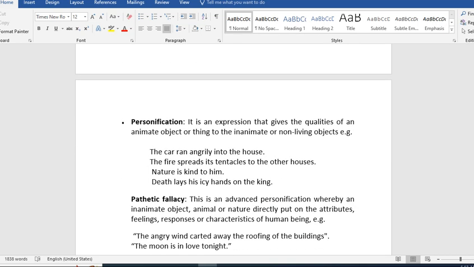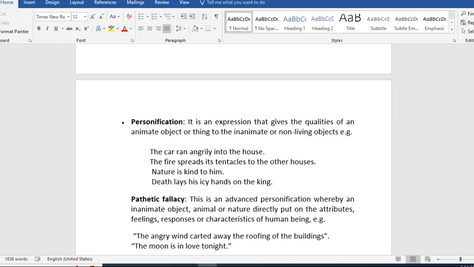We also have personification. It is an expression that gives the qualities of an animate object or thing to the inanimate or non-living object. We have examples here. The car ran angrily into the house. Angrily is for a human being that can be angry, so we have given that attribute to the car. The fire spread its tentacles to the other houses. We have tentacles on snails, only snails can have tentacles, so we have given the attribute of a snail to fire there. And this means that the fire spreads to the other houses.